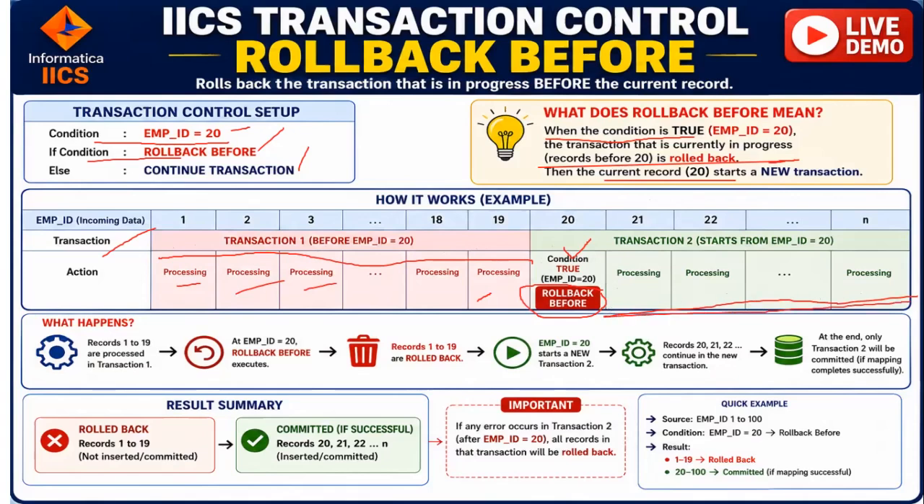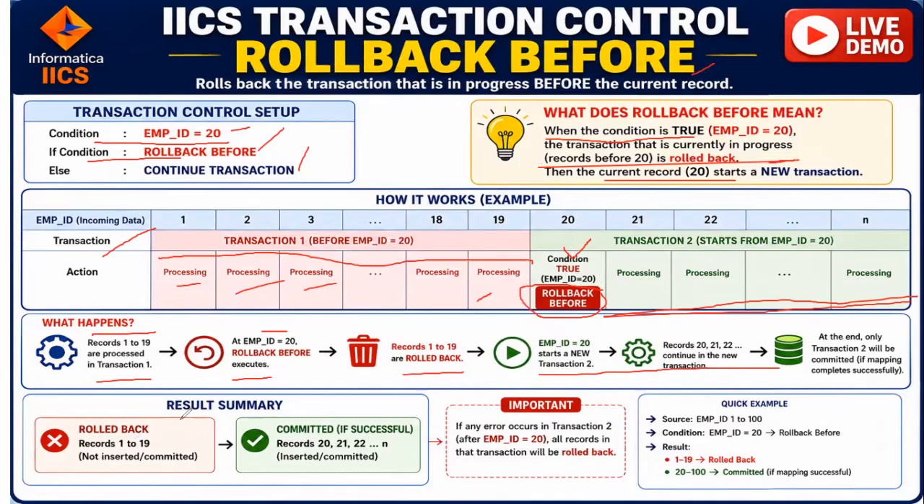For example, if we have a total of 100 records, then all the records from employee ID 20 to employee ID 100 will get stored onto the database. That is the rollback before, and in this way it works. The same thing is shown here: records 1 to 19 are processed in transaction 1. At employee ID 20, the rollback before gets executed, records 1 to 19 get rolled back, and the new transaction starts from employee ID 20 and continues.